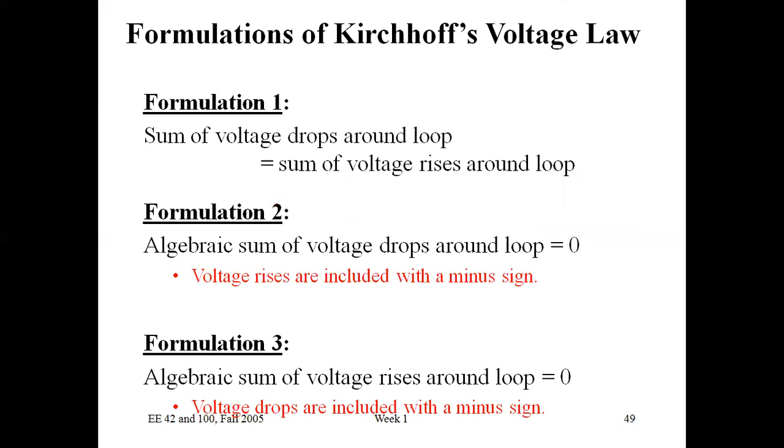So the formulations of Kirchhoff's voltage law. The first formulation: the sum of the voltage drops around the loop is equal to the sum of the voltage rises around the loop. Second formulation: the algebraic sum of the voltage drops around the loop is always zero, with voltage rises included with a minus sign. Third formulation: the algebraic sum of the voltage rises around the loop is equal to zero, with voltage drops included with a minus sign. So it is conservation of energy in a loop.